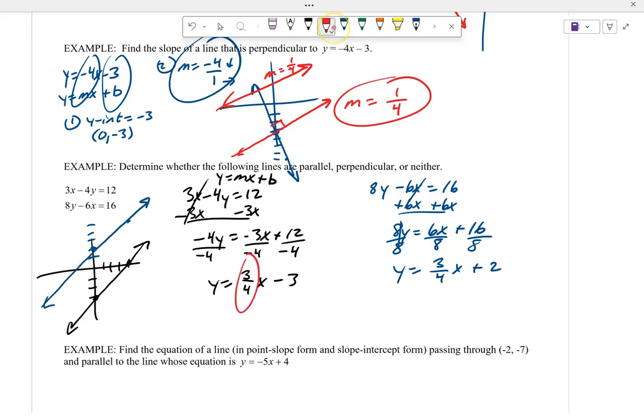And hopefully you're noticing, oh, they have the same slopes, right? So these lines are parallel. Let's make the symbols for parallel. This is the symbol for perpendicular, of course. The lines are parallel because they both have a slope of 3/4.